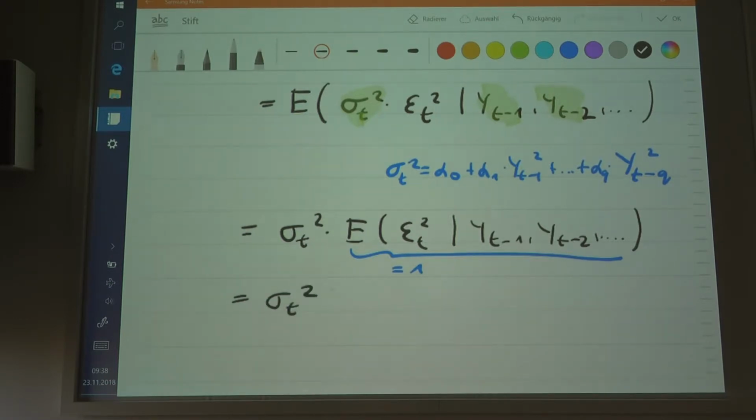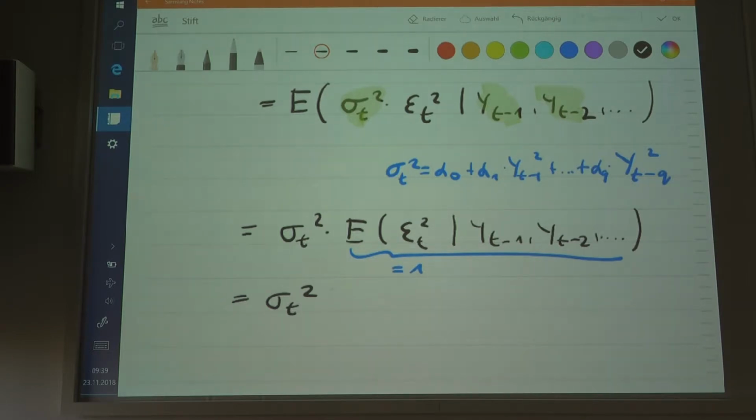So the conditional expectation of the process is equal to sigma squared. That's what you would get, and that varies over time, because the path of the process is already known.